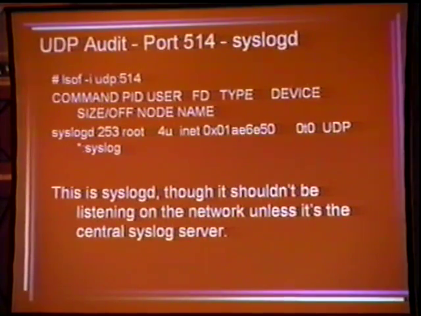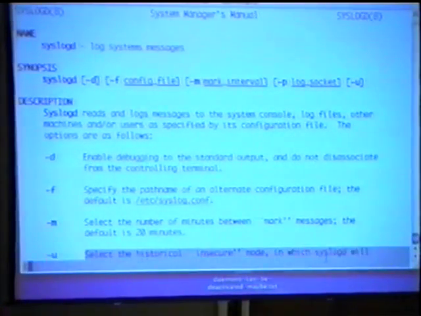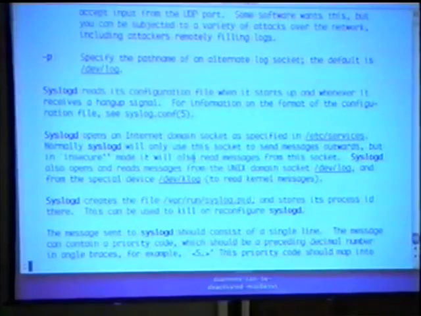if I look at the man page, what the man page says is under -u, let me see if the -u will stay up. No. If I look at the -u, it says, select the historical insecure mode in which syslogd will accept input from the UDP port. Some software wants this, but you can be subjected to a variety of attacks over the network, including attackers remotely filling logs. So what did I do?